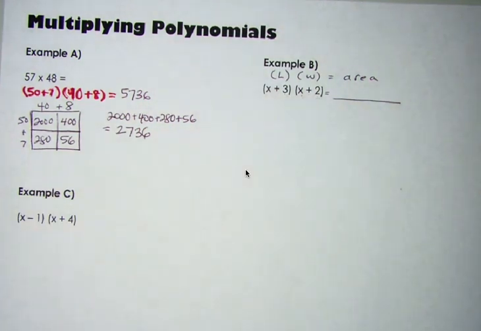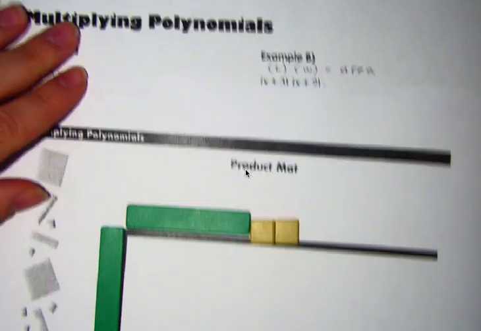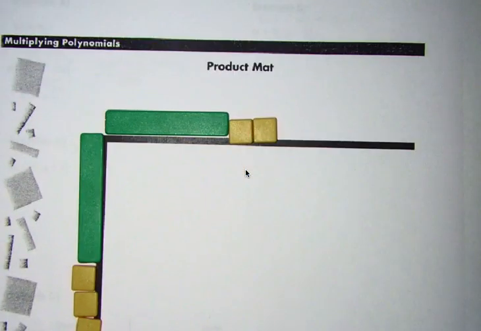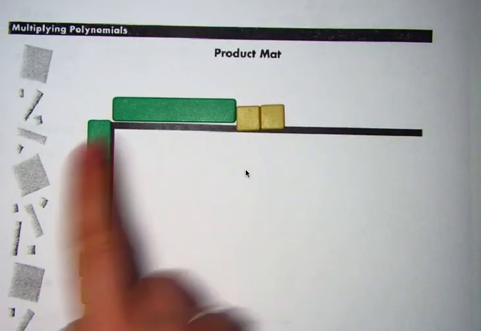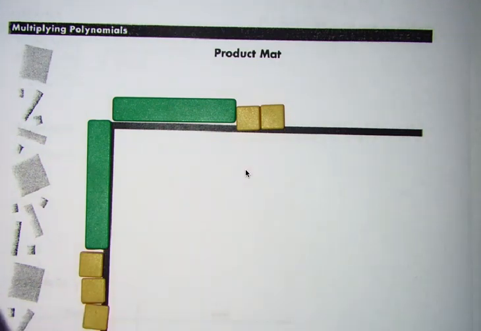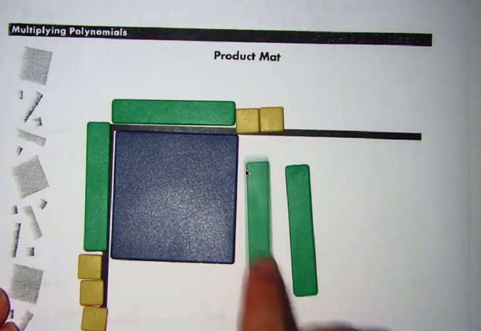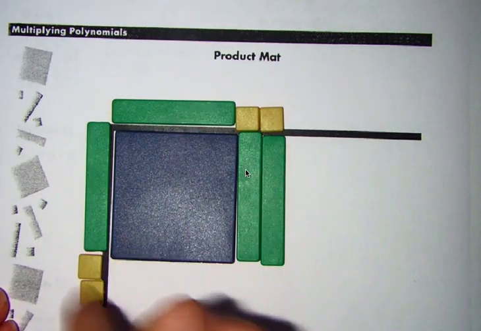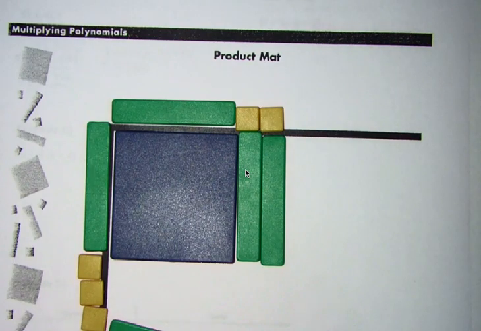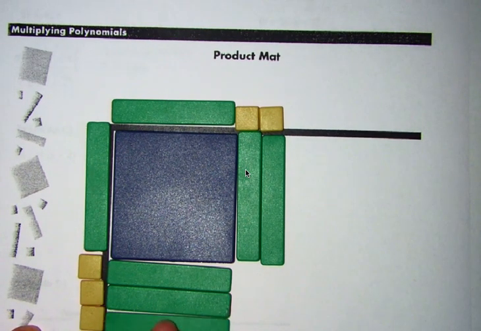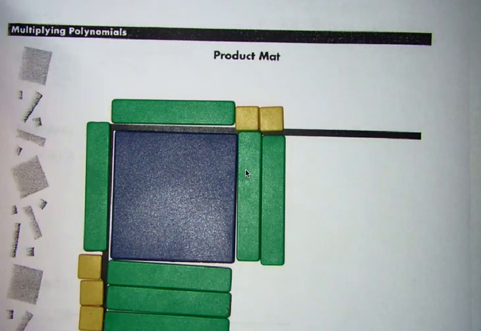All right, so to set up my product map, I pulled out a rectangle and 3 1 pieces, and then another rectangle and 2 1 pieces. And I need to find the area, so these are my dimensions, and I'm interested in knowing the insides. X times x is x squared. X times 2 is 2x. X times 3 is 3x. And 3 times 2 is 6 1 pieces.